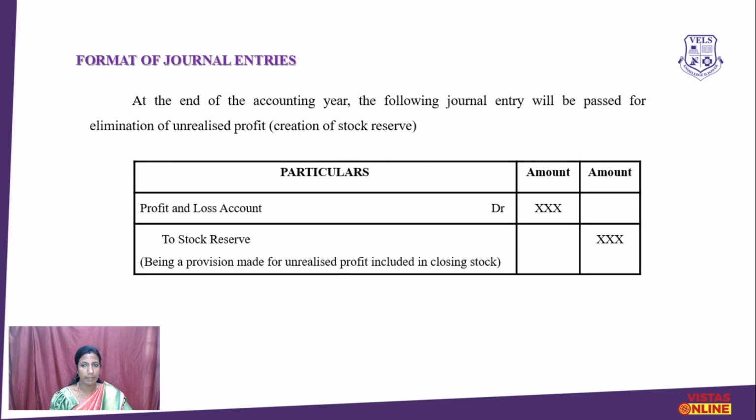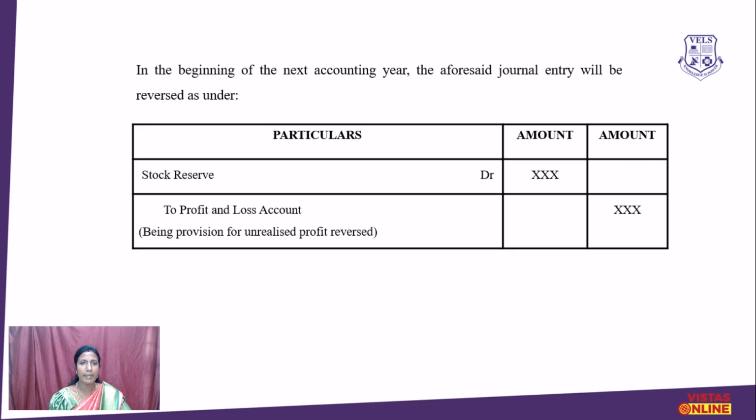Format of journal entry, that is the format of apportionment and stock reserve format. At the end of the accounting year, the following journal entry will be passed for elimination of unrealized profit and creation of stock reserve: profit and loss account debit, to stock reserve credit. Narration: being provision made for unrealized profit included in closing stock.